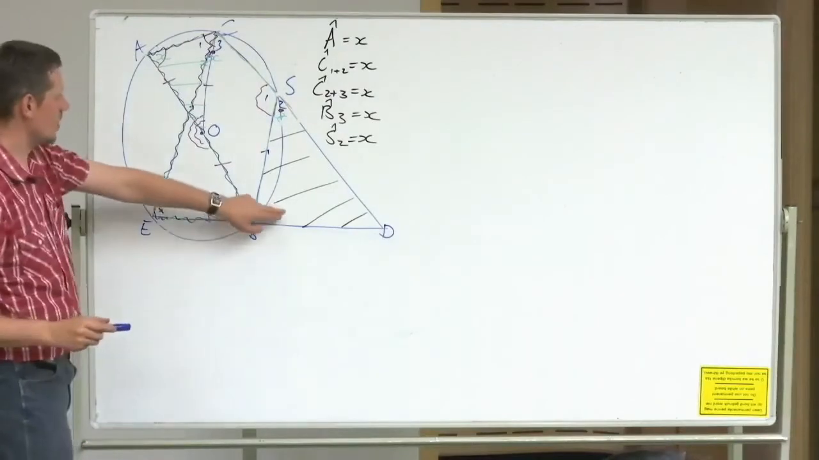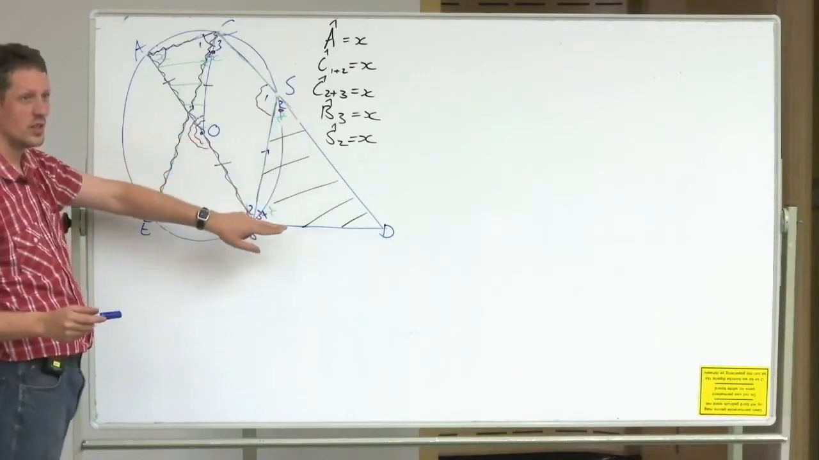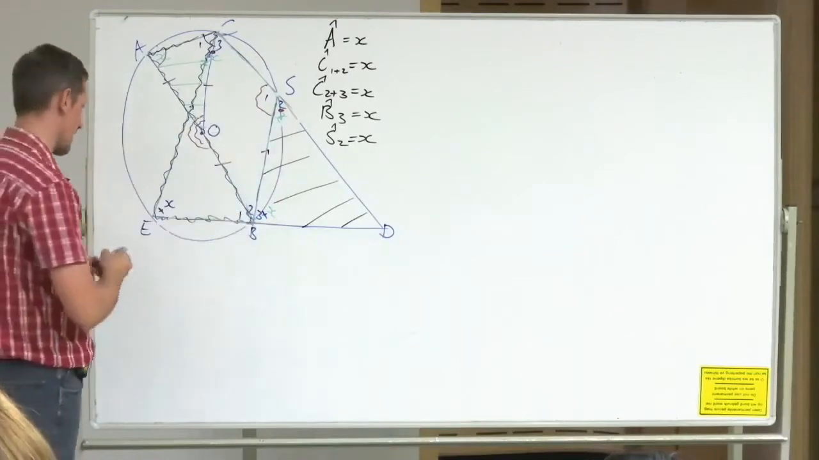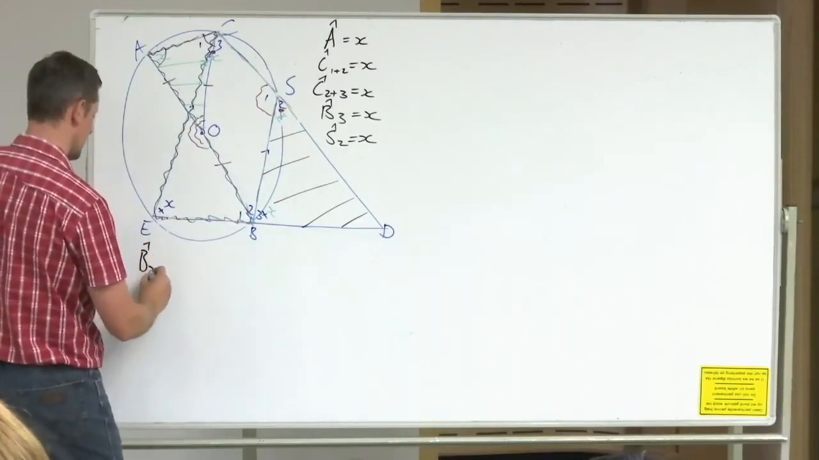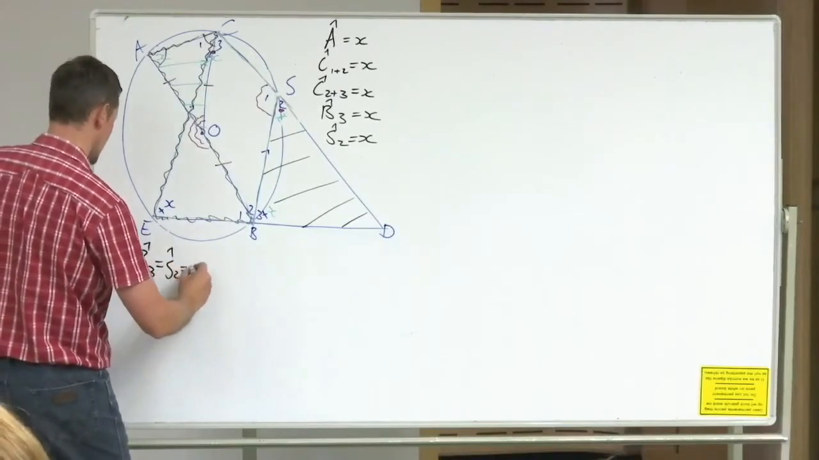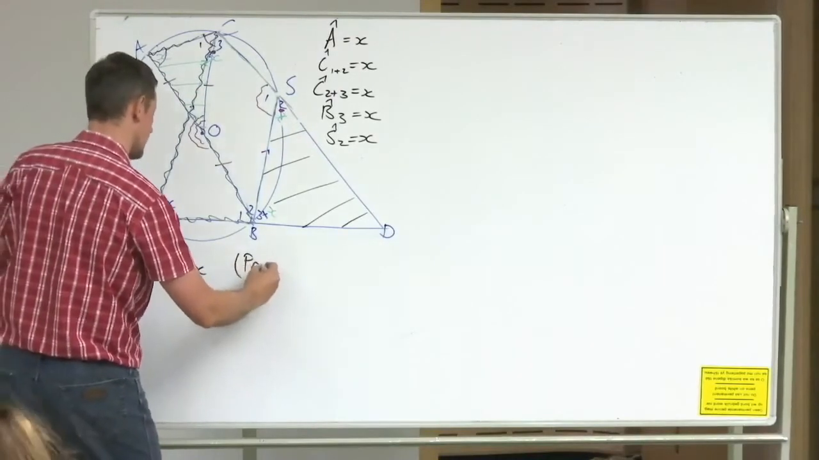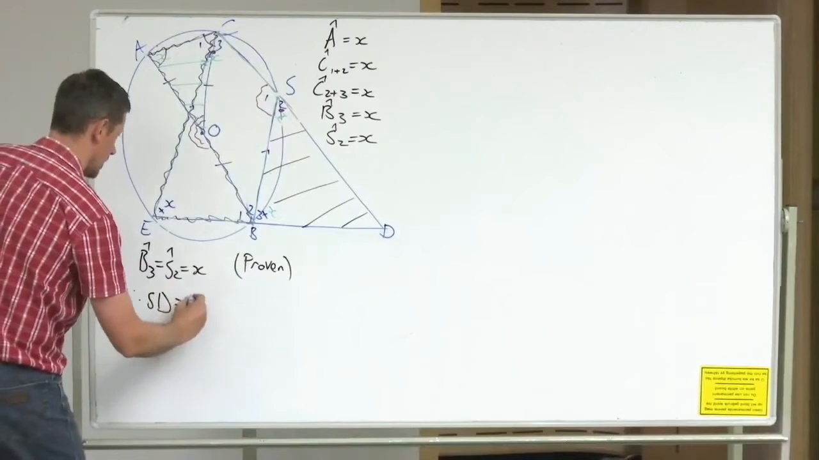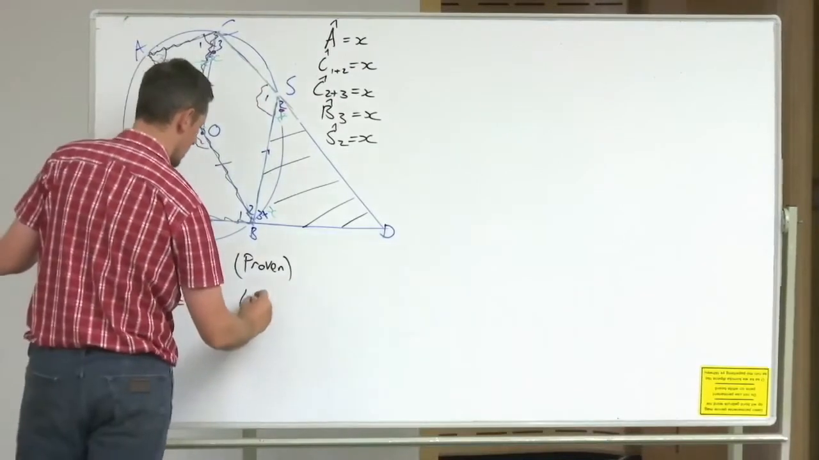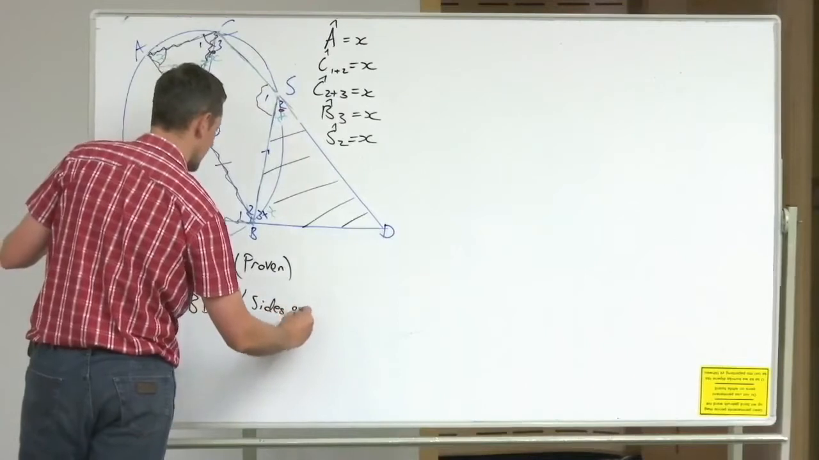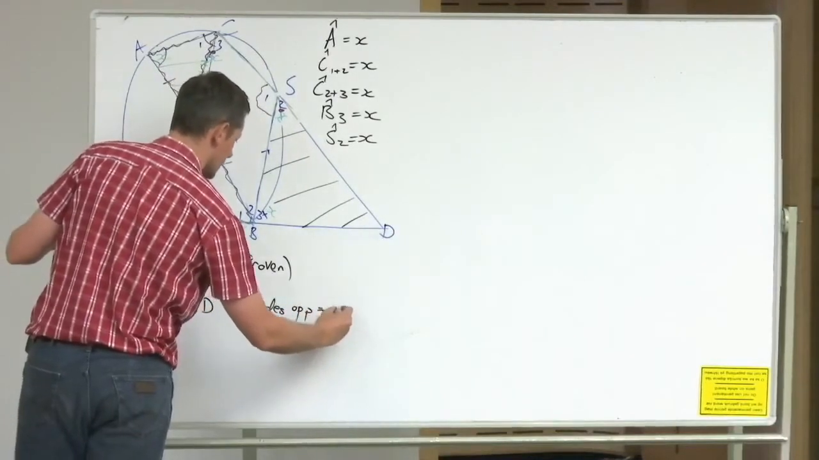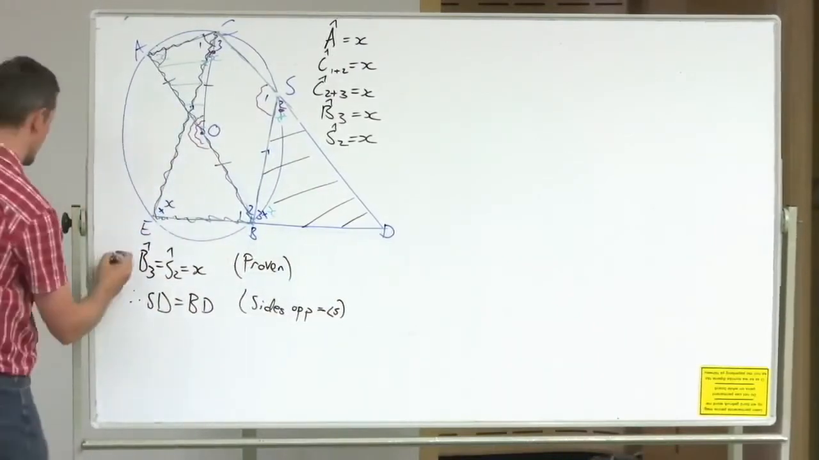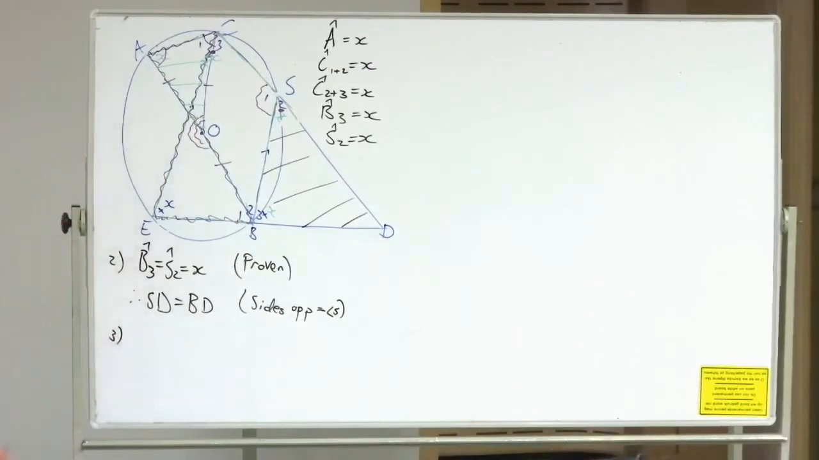But those 2 angles are equal to x. Because the angles are equal, I've got B3 equal to S2 equal to x. This was proven. Therefore, SD is equal to BD, sides opposite equal angles. Therefore, it is isosceles. So that is number 2.